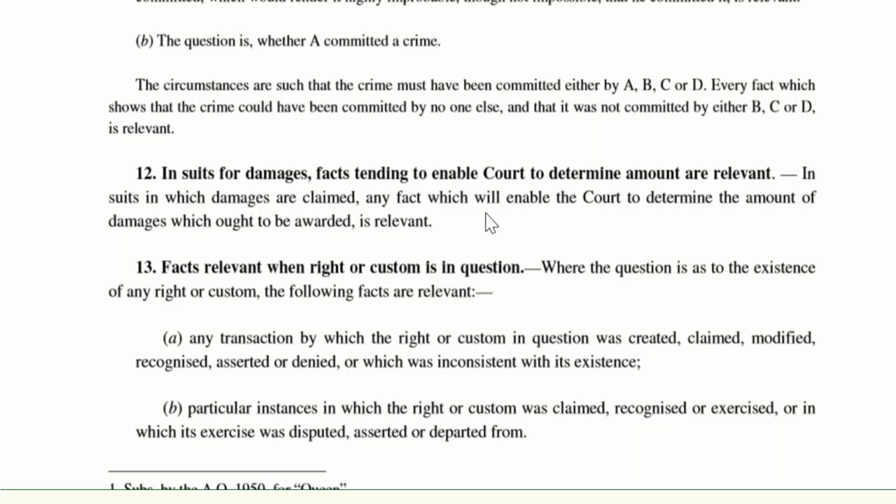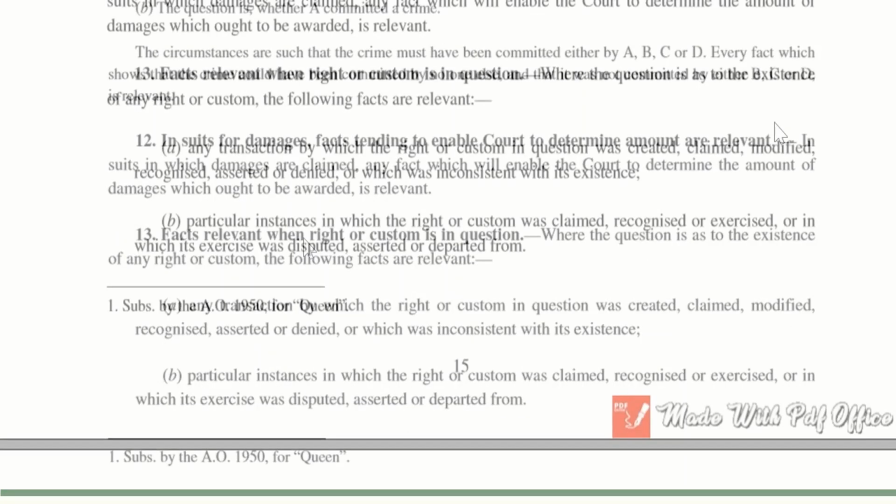Now if there is a property which has been damaged, in that case the amount of damage or the agony which the person who is the owner of the property will incur would be determined, and based on that the damage would be determined. So this is also quite important.